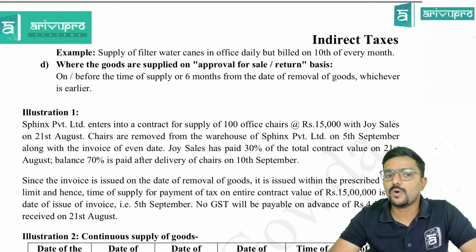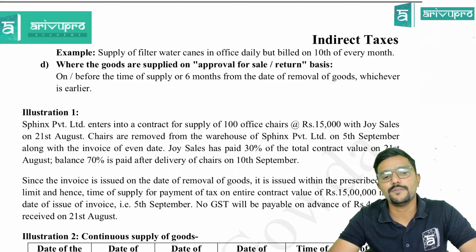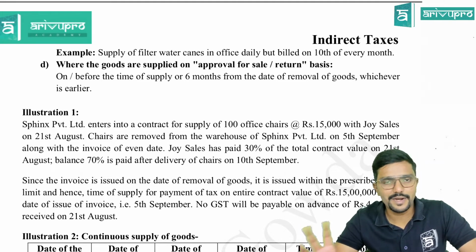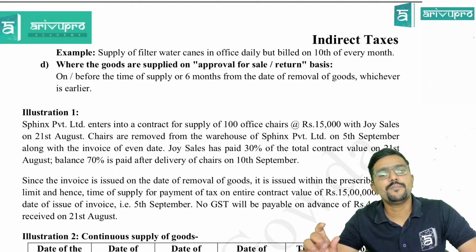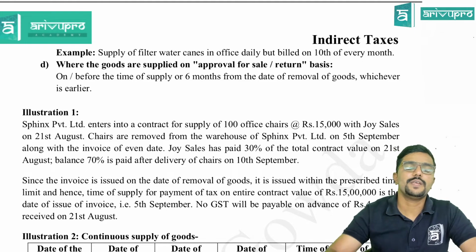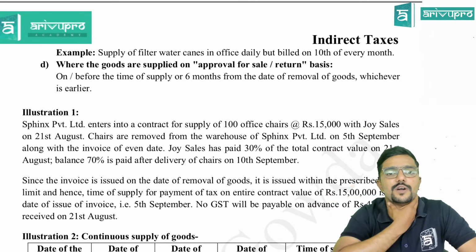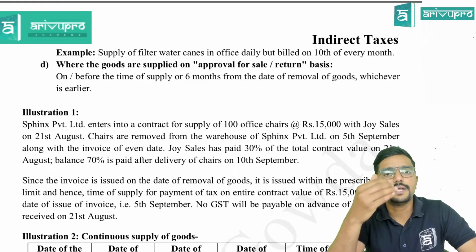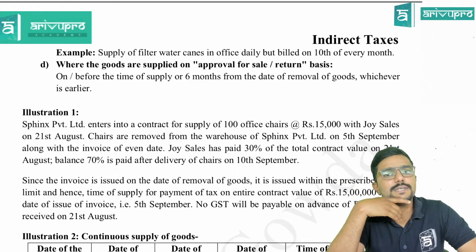An example also I have given you. Supply of filter water cans in an office daily, but billed on the 10th of every month. So every day filter water cans will be supplied, but the invoice will not be issued every day. Payment also will not be made every day. So the bill or the invoice will be issued on what date? The 10th of every month. Assume a statement is issued giving the details of whatever supplies of water bottles have been made throughout the month, on the 10th of every month. In that case, what is the due date to issue the invoice? 10th.